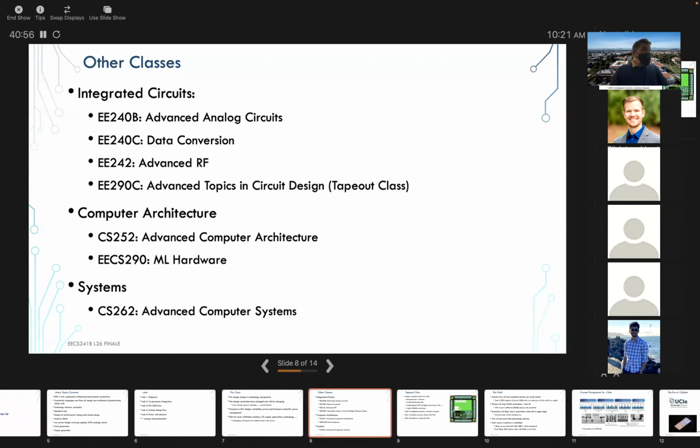There are other courses that you can take. If you're a grad student here coming from some other area, not ICs, there are integrated circuits classes of interest, 240B advanced analog circuits. In the fall we'll most likely have a data conversion class, which is 240C. Still being worked out. We have a guest lecturer, Johan van der Hagen, who is I think now at Google.